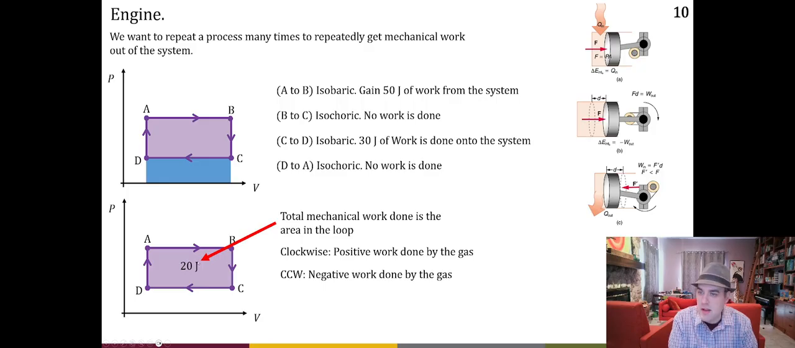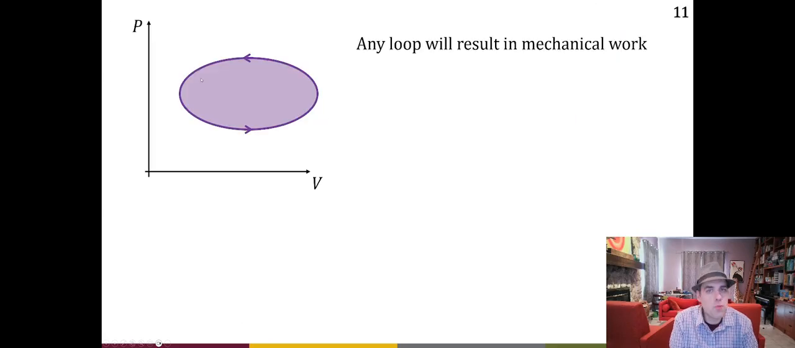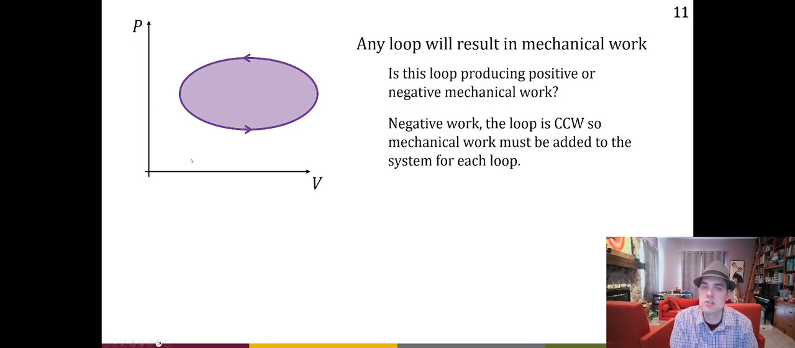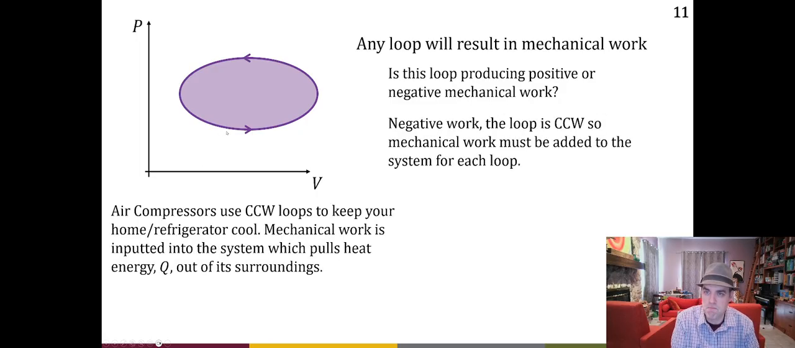Now, when we go clockwise, positive work is going to be done by the gas. And if we go counterclockwise, negative work is going to be done by the gas. Any loop will do mechanical work, not just that rectangular one. Any kind of different shape will do it. What about this loop? Is this loop producing positive or negative mechanical work? Well, it's going counterclockwise, which means it's doing negative mechanical work.